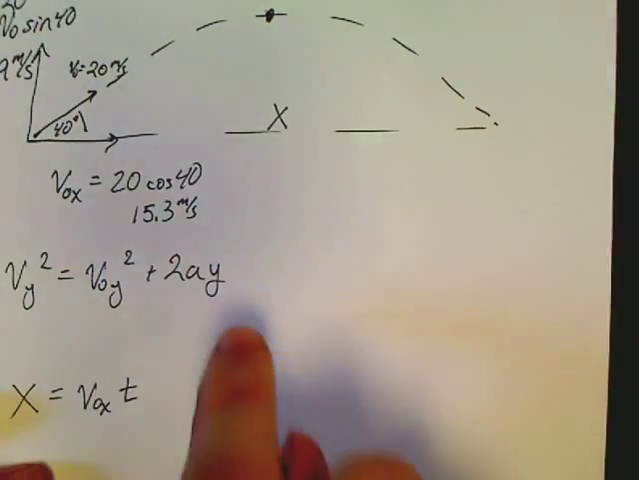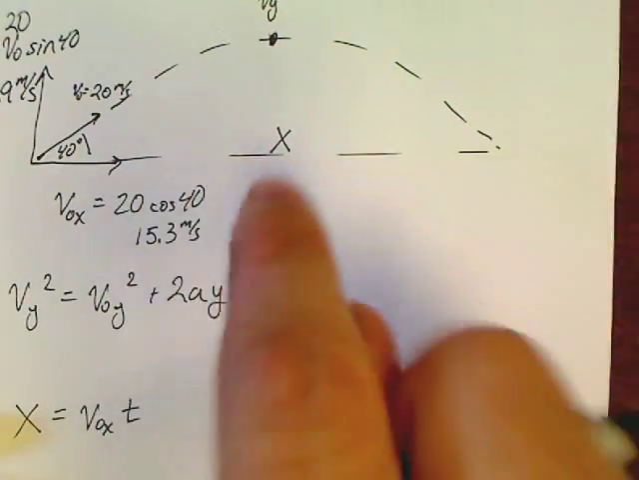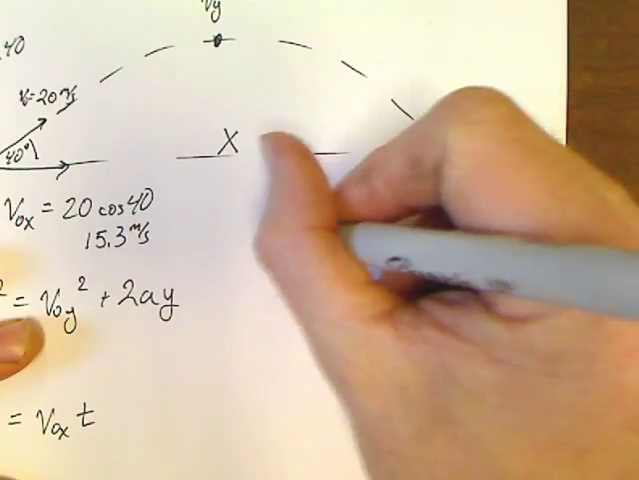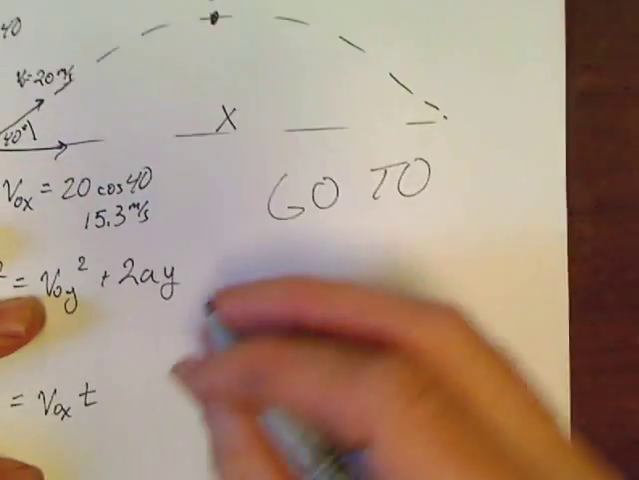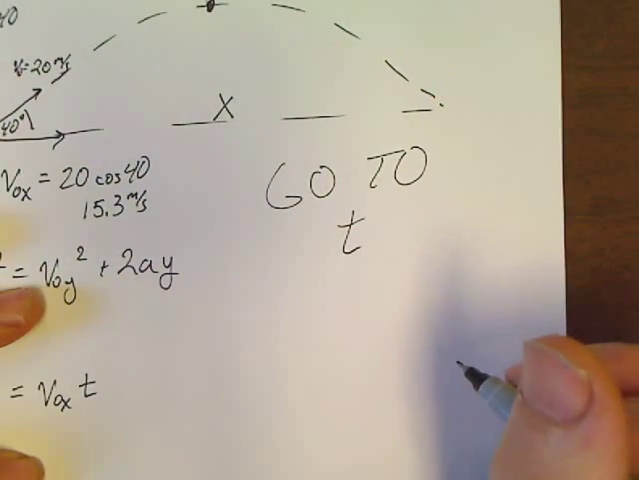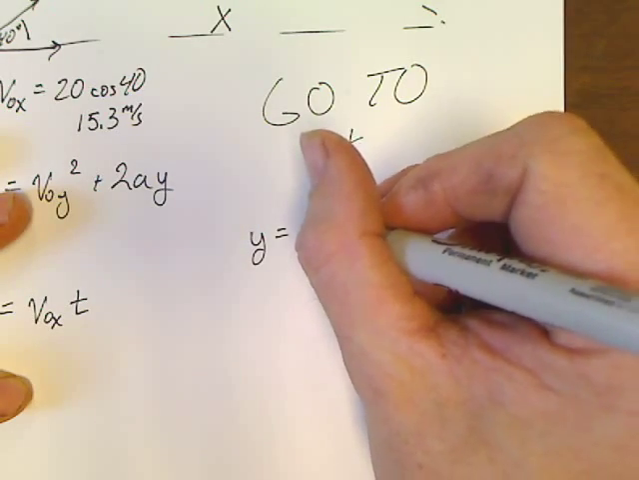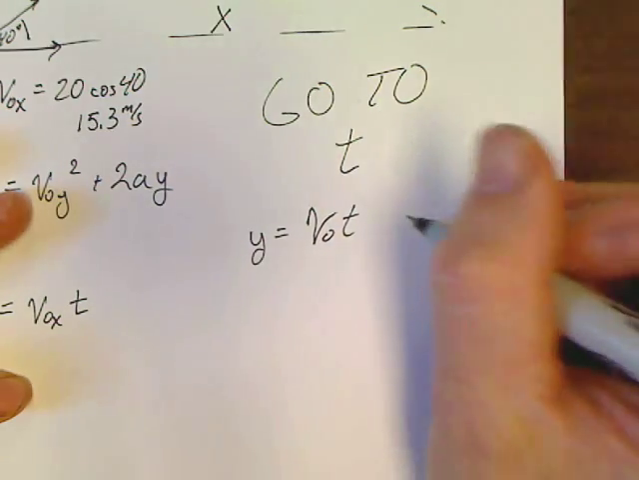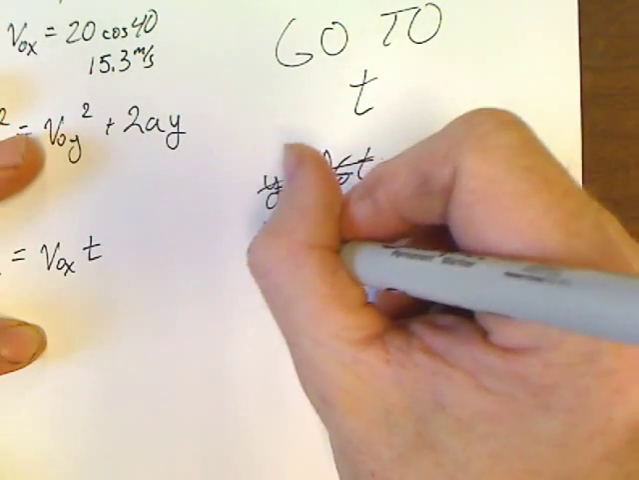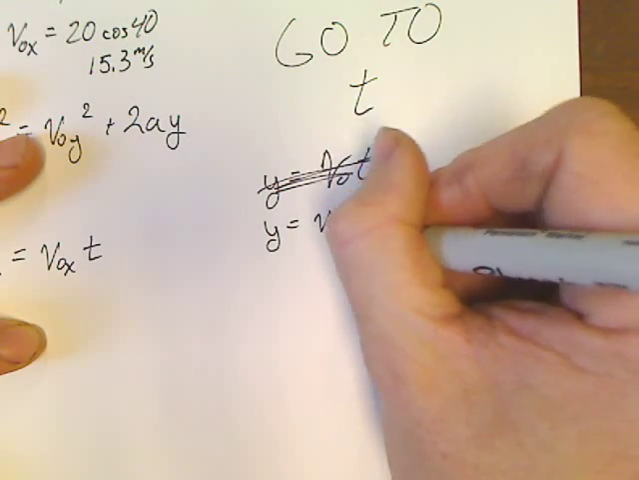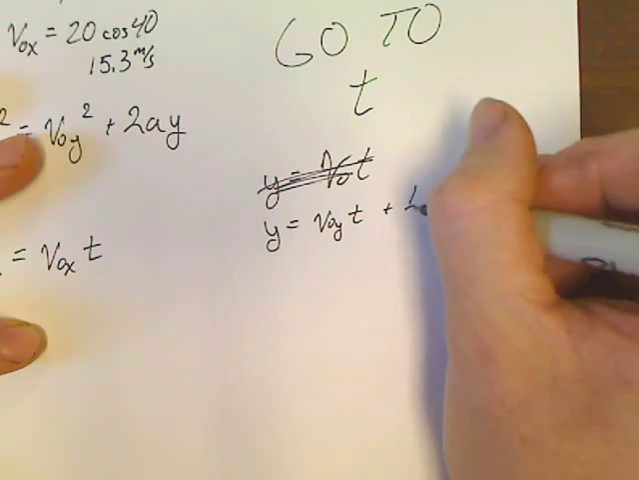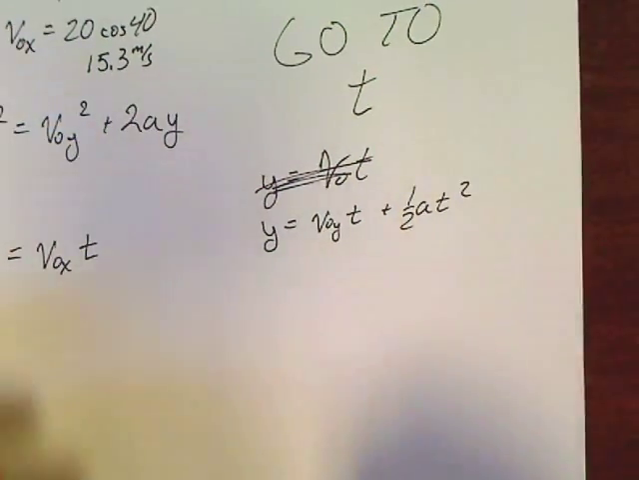Well, if you've watched my videos, you've heard me say it over and over. What is my go-to equation for time? Second equation: y equals VOYT plus 1/2 AT squared.